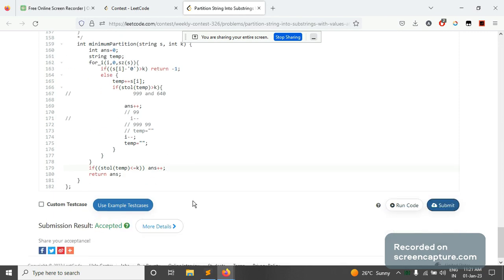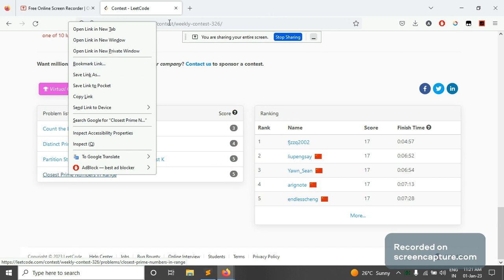So let's make a submission to make it clear. Yeah, it got accepted. So that is the end of the third problem. Let's move to the fourth problem.